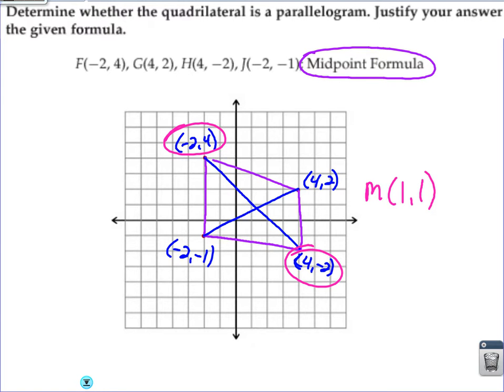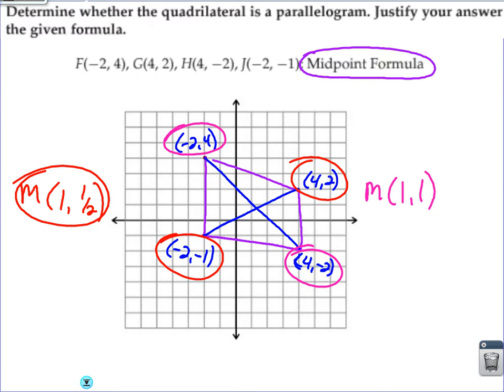Hit me with it, Colton. These 2 points. Add your x's. What do you get? 2. Divide by 2, you get, well, so far we look good. Y'all see that? So far they have the same midpoint. Colton, add the y's. What do you get? Divided by 2 is, do they have the same midpoint?